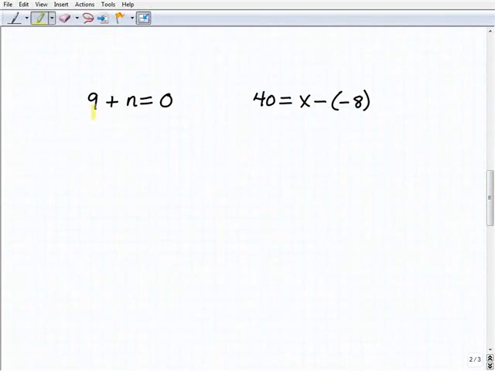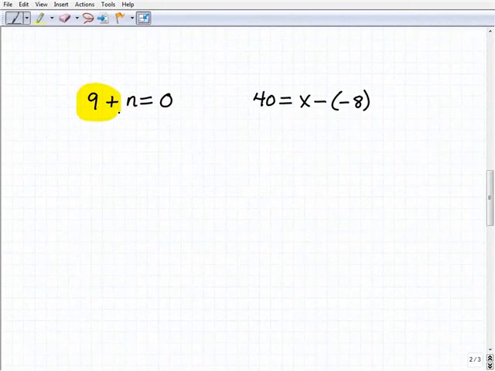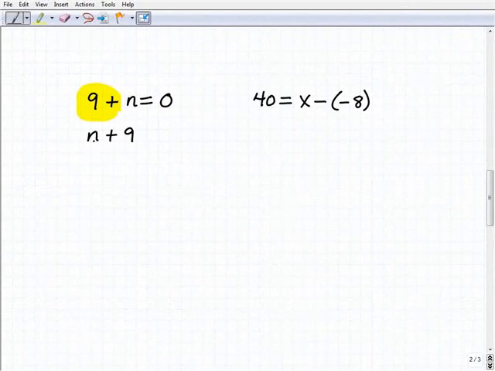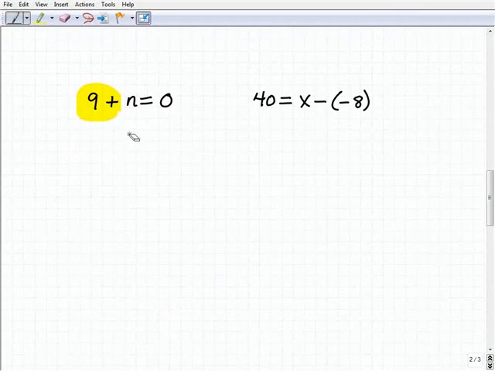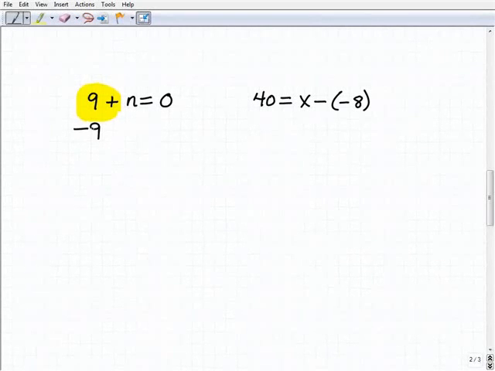So here I have 9 plus n equals 0. Okay, so what is the inverse operation I want to use? To get n by itself, I have 9, I'm adding 9 to that n. Now it might look easier for you if we did this, n plus 9. If I have n plus 9, is that the same thing as 9 plus n? Yeah, it's the same thing. So you can see that we're going to be subtracting 9, the inverse operation of a positive 9, from both sides of the equation.